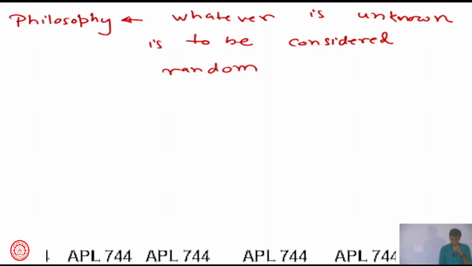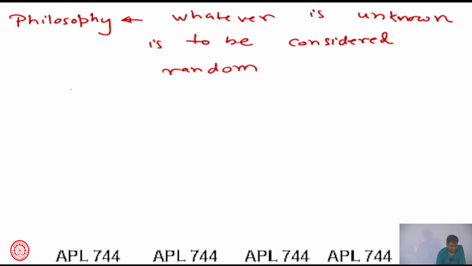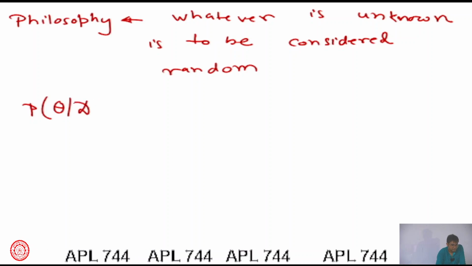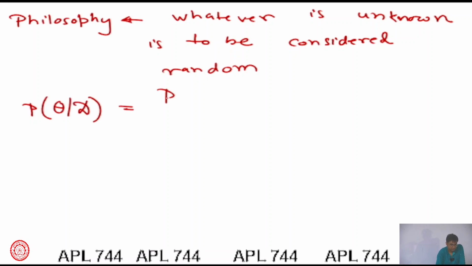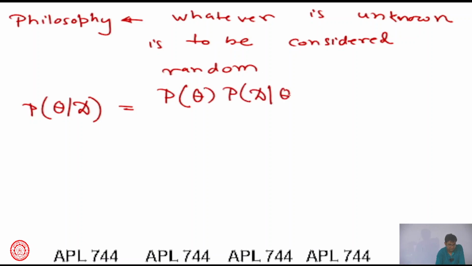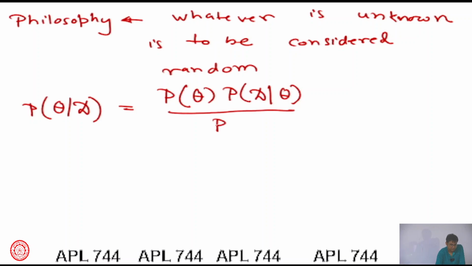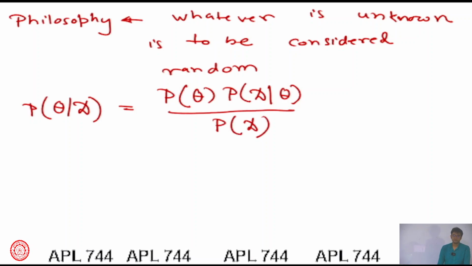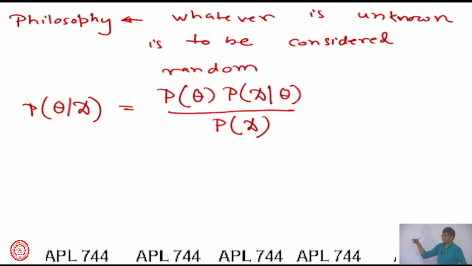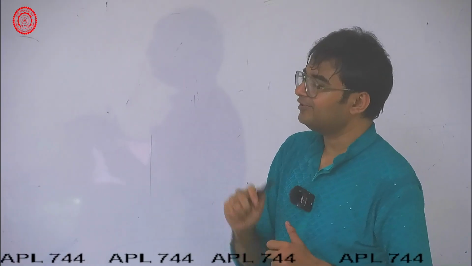Now, come back to the Bayes rule and let us see. Let me write it down once again. So, the rule, or Bayes law actually, is: probability of theta given d is equal to probability of theta, probability of d given theta, divided by probability of d. Okay. So, this is the Bayes rule. Let us try to dissect it and try to understand what this rule is telling us.